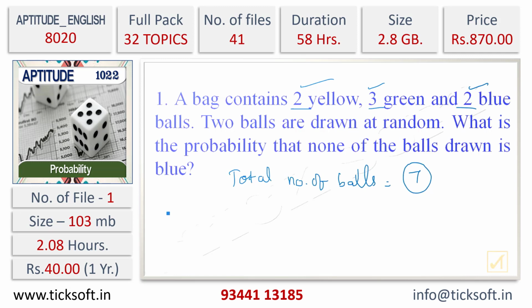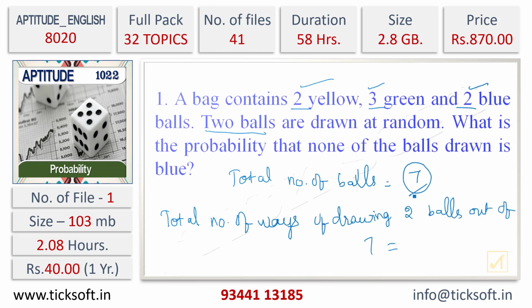So by using this, we have to find out the total number of ways for choosing 2 balls, because 2 balls are drawn at random. Therefore, the total number of ways of drawing 2 balls out of these 7 will be equal to, out of 7 we have to choose 2 balls. So this is nothing but 7C2. This is the total number of ways of drawing 2 balls out of these 7 balls.